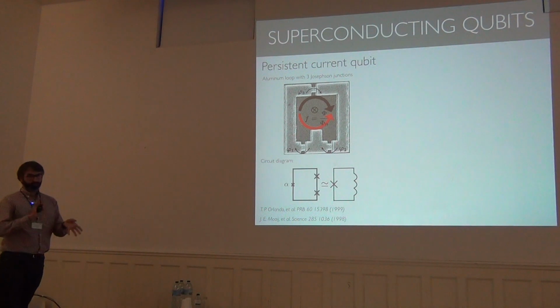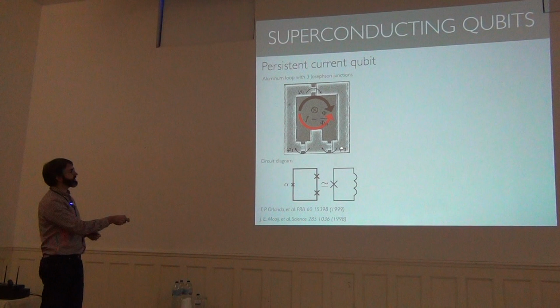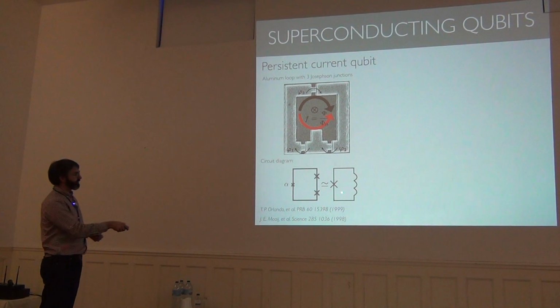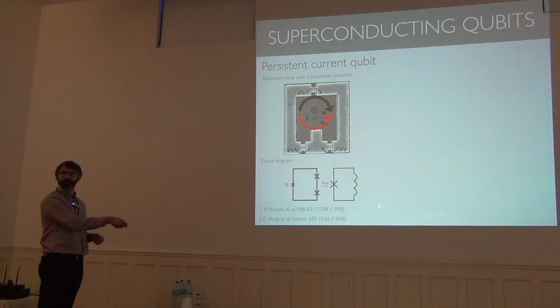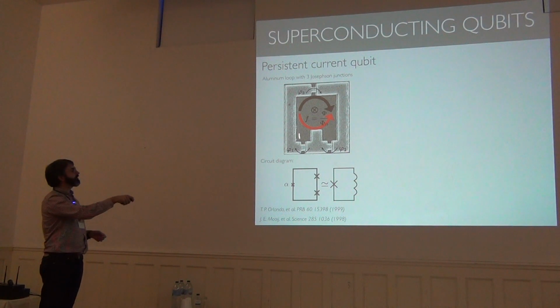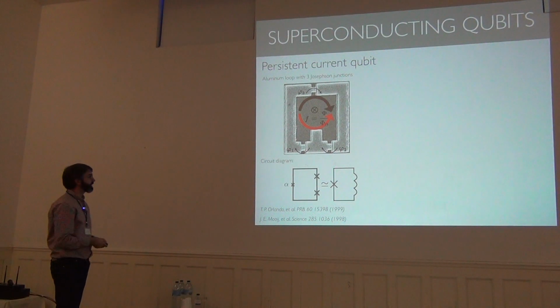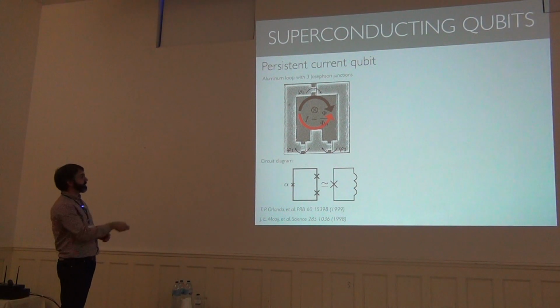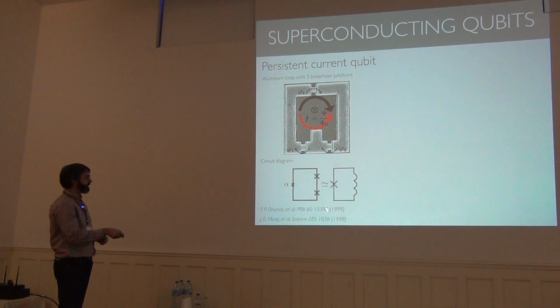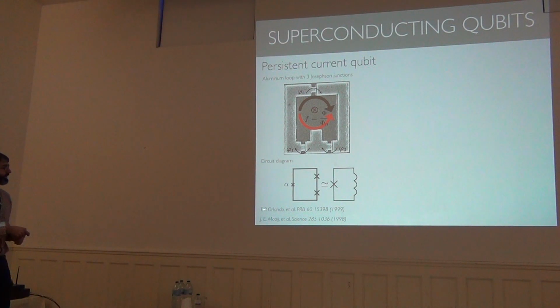Now, in order to resolve this problem, you can replace this big inductance by a couple of junctions, two bigger junctions. That's what I'm drawing here. So this loop that I was showing before, a junction in an inductor, can be replaced by these two bigger junctions. And this loop now is very small. This is only a few micrometers inside. And this is called the persistent current qubit. It was pioneered in the late 90s by the Delft group and the MIT group together.